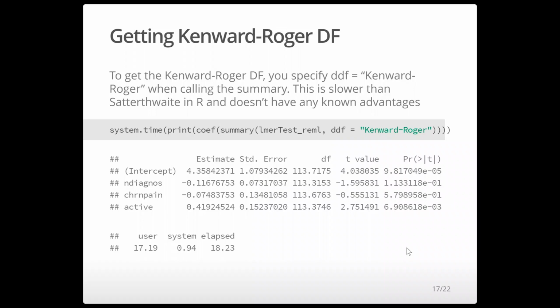We can also get the Kenward-Roger degrees of freedom. This is just calling ddf equals Kenward-Roger. The default is Satterthwaite. The biggest difference is that the Kenward-Roger version takes quite a while to run in R. It took 17, 18 seconds in my version here, whereas the Satterthwaite version is almost instantaneous. So I tend to use the Satterthwaite version just for efficiency purposes. There isn't really a big difference between the two. That's well known. Either one should work.